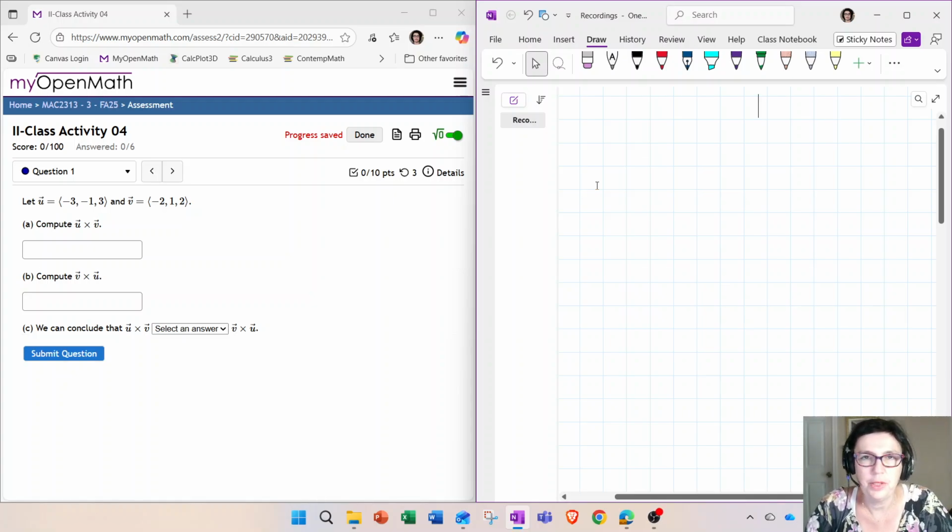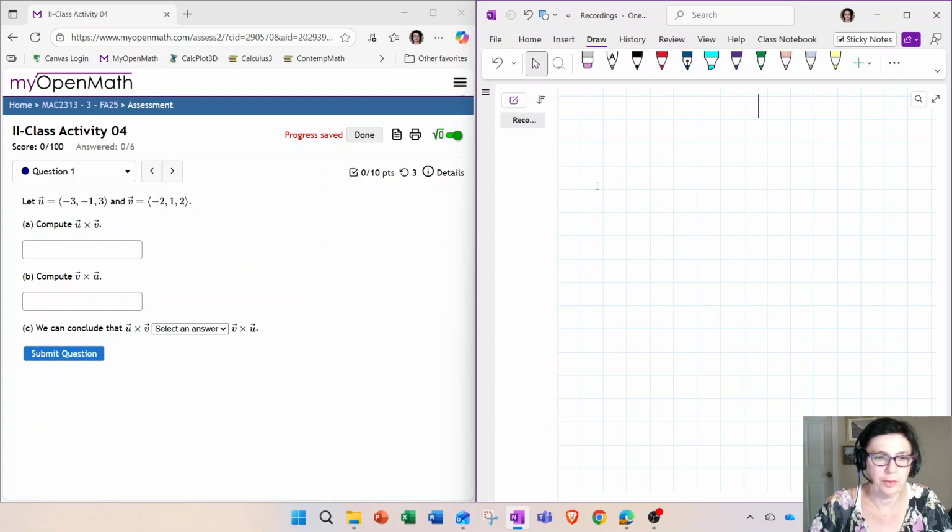Okay, guys, in this video, I'm going to show you how to find the cross product. This is another way we can multiply two vectors, and we'll also talk about the properties of the cross product. Number one, the cross product, unlike the dot product, is actually a vector, not a number. And this is how we're going to find it.